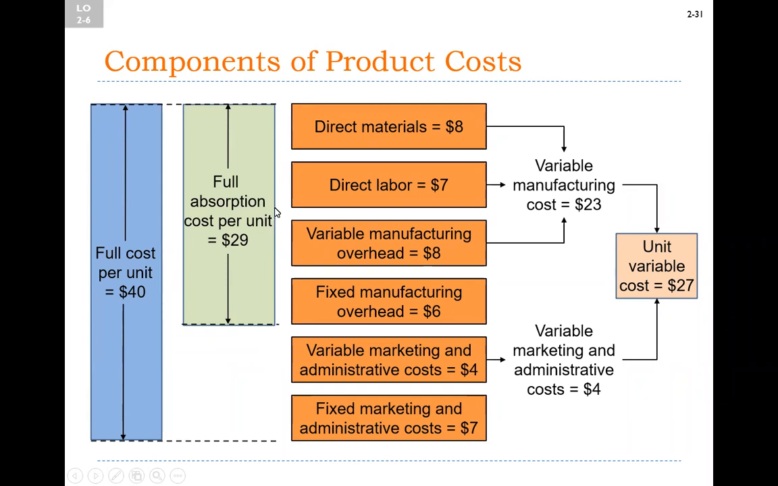Now, what if I need to make decisions about how many units I need to sell in order to make a certain amount of profit, or in order to cover all of my costs? Then I'm going to use variable costing. With variable costing, I pick up my variable manufacturing costs and my variable marketing and administrative costs. All the fixed costs I ignore, and I combine those, and then that is my unit product cost, the $27. So I'll use that for decision-making purposes.